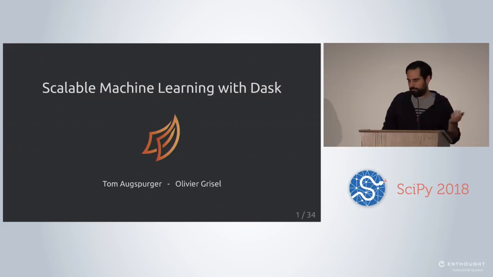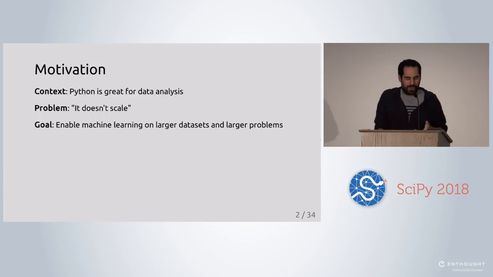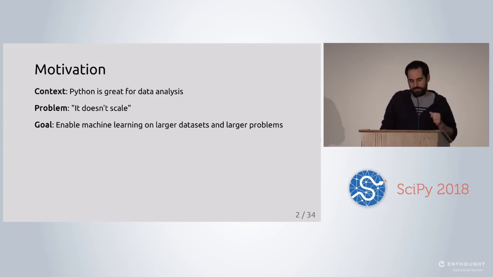in the future. So the motivation is that Python is very good for interactive data analysis and predictive modeling, but the problem is that you often hear that it doesn't scale, whatever that means, or it's not production ready. So the goal of the work that we do at this moment is to try to make it easier to enable machine learning on larger data sets or on larger problems, like more CPU usage, basically.